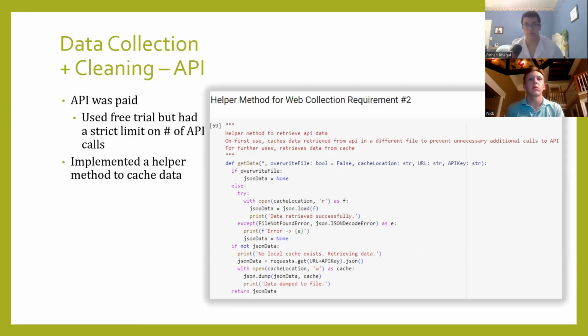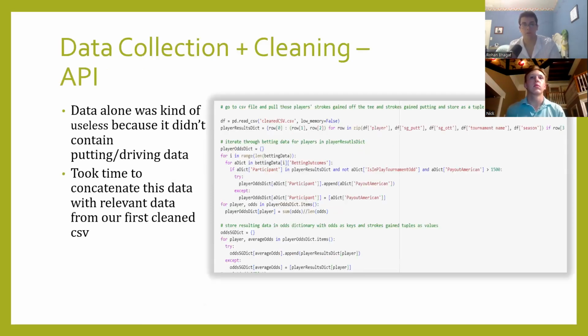And then we also pulled a little bit more data from an API. The issue with this one was just that the API was paid. So we ended up using a free trial, but there was a limit on the number of API calls we could make. How we got around that was by writing a helper method to cache the data. So when we called the API, we could store that data locally to a file on our Jupyter Notebook or Google Colab. And that way, when we re-access the data, we don't have to make another API call. We can just read from the file we wrote.